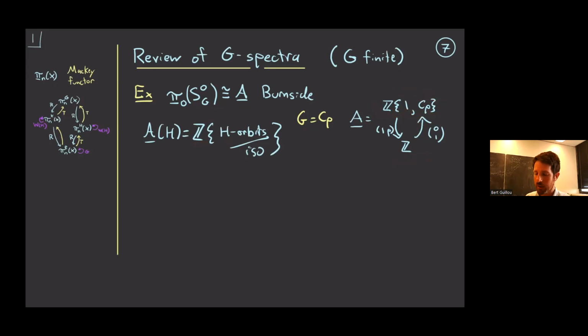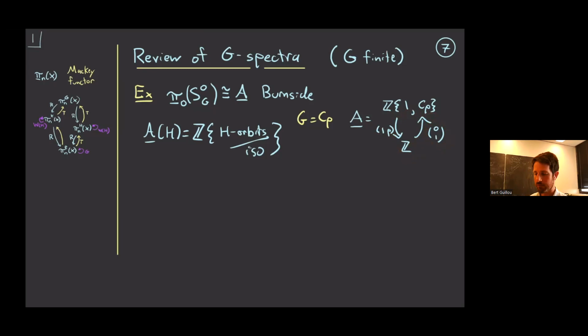And the restriction map, at the top we have an H set. And when we restrict down, we forget about the action, just think about the underlying set and count the cardinality. So 1 is a set of size 1, and that's where this 1 comes from. And C_p is a set of size p, and that's where that p comes from. So I've written that restriction map as a matrix. And then the transfer map takes a set and creates a free C_p set. And so again, that's what this is saying. So 1 goes to the free orbit. Okay, so that's an example of a Mackey functor.